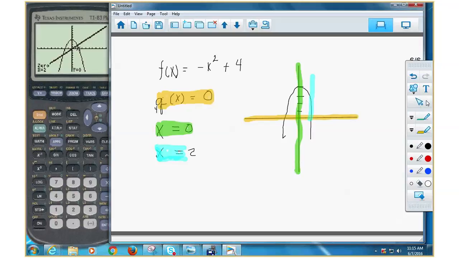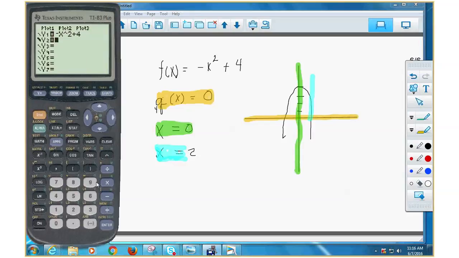Okay. So it's this area right in here that we want. So it's going to be right here. Let me get rid of my other, clear. There we go. And I'm going to blow that up. Zoom box.